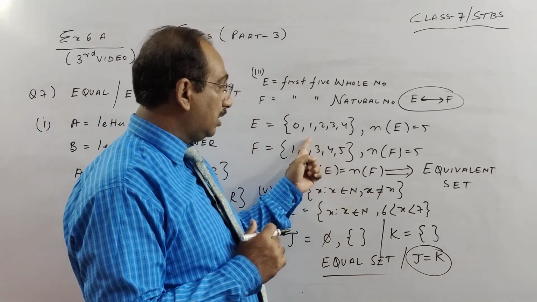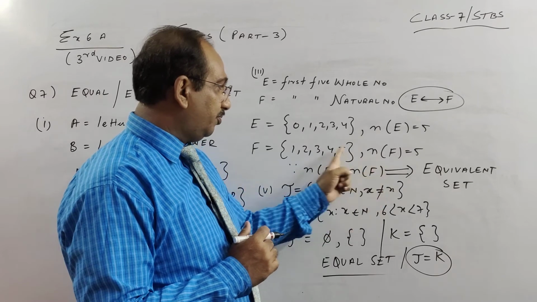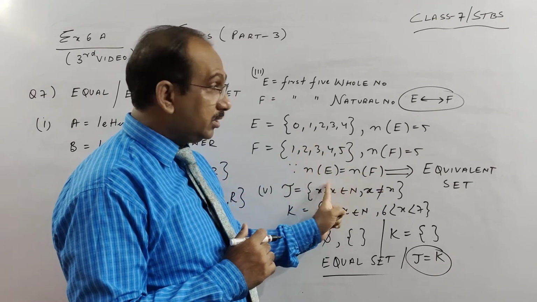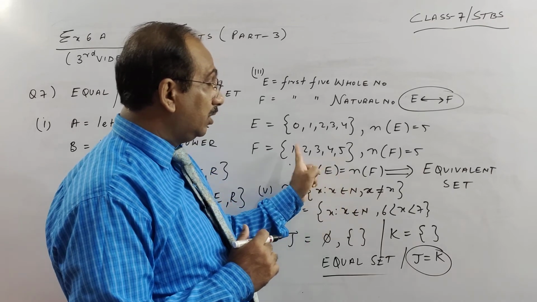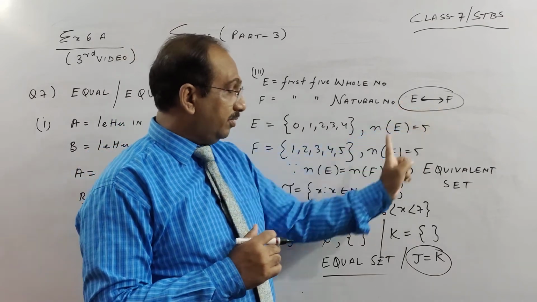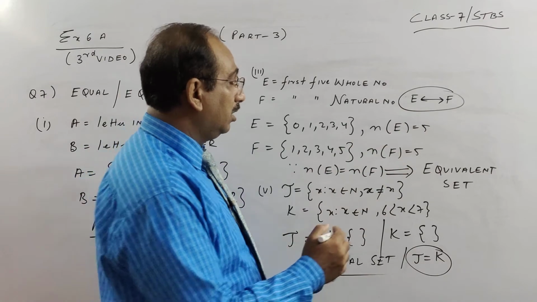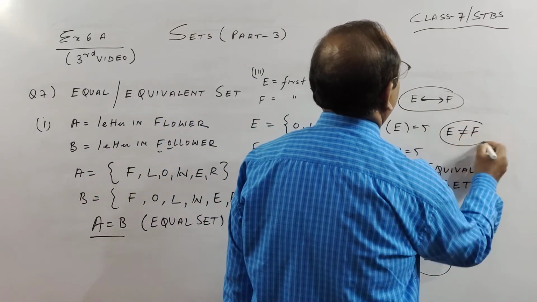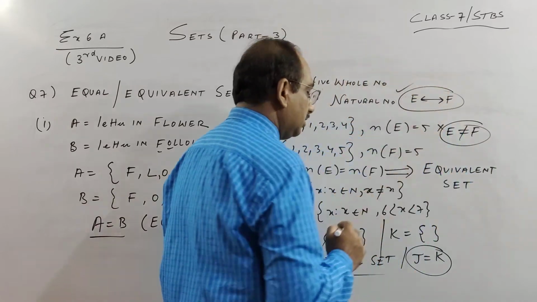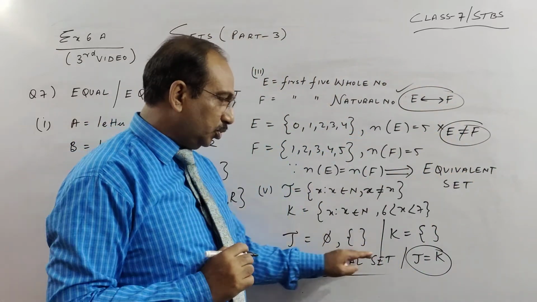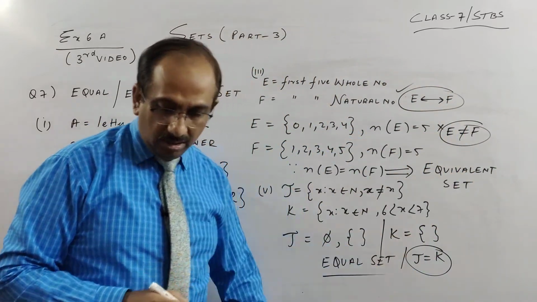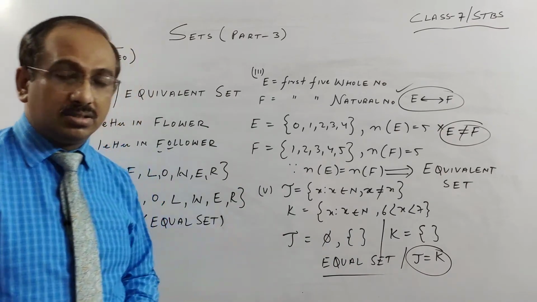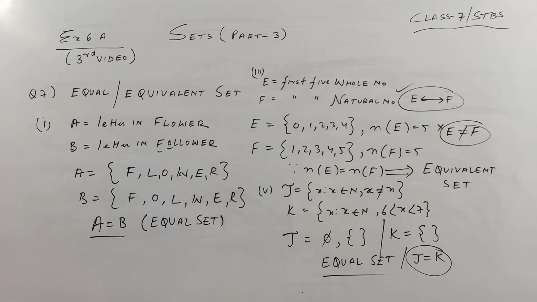Like here you see they are equivalent. They both have 5 elements, so their cardinal numbers are equal. Remember, I have not written E is equal to F. E is equivalent to F. If I want to write, E is not equal to F, they are not equal sets, they are equivalent sets. So last one, both of them are empty sets, they are equal, or you can say they are equivalent also, because their cardinal number is 0, they have no element.